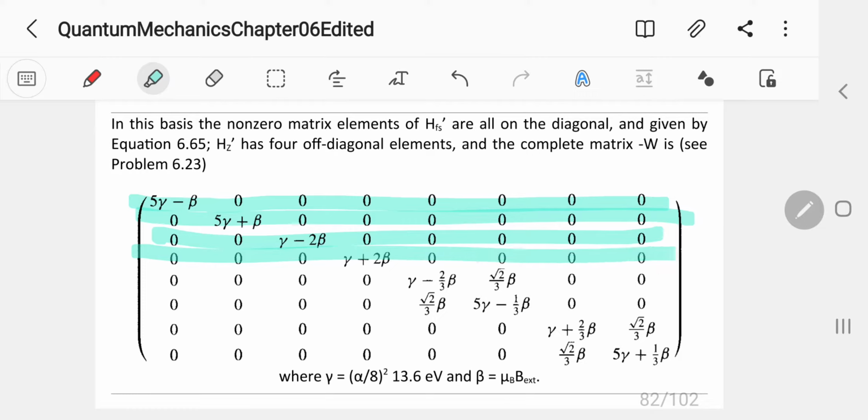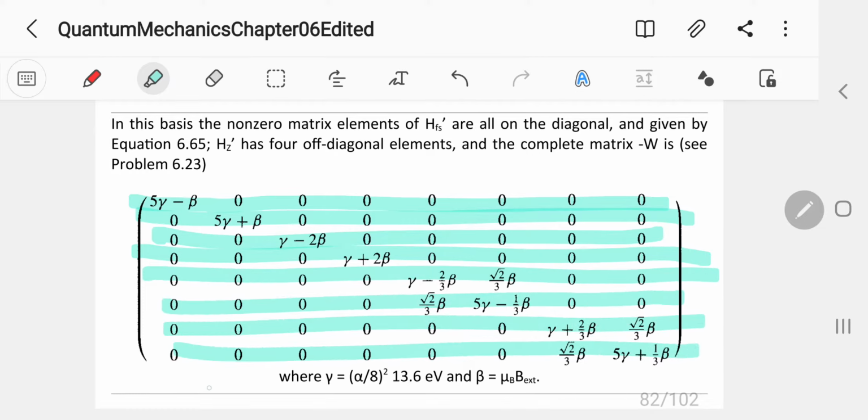So you have an 8 by 8 matrix, where gamma is just alpha over 8 squared times 13.6 eV, and beta is just the Bohr magneton times the external magnetic field.